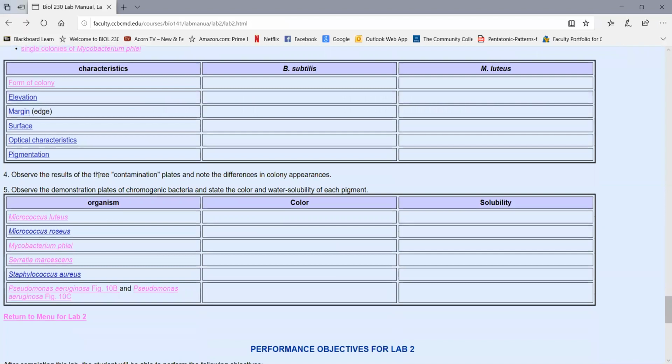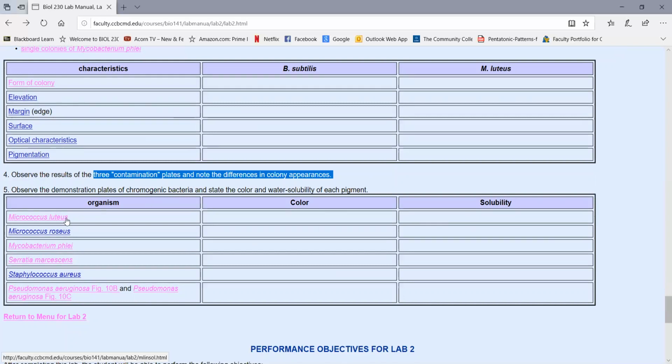You'll also want to observe your 3 contamination plates and note the difference in colony appearances from the different microorganisms that contaminated that plate. And finally, you're going to look at the demonstration plates of several chromogenic bacteria and write down the color and the solubility of the pigment.